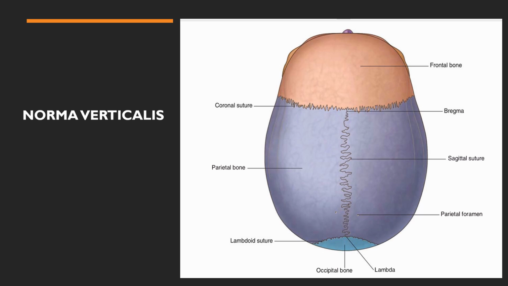At the junction between the coronal suture and the sagittal suture, we have this area which is called bregma. It's a crucial anatomical landmark, and this point is often used in neurosurgery procedures. We also have the lambda, which is here, and the lambda is the site where the sagittal suture meets the lambdoid suture. It also has clinical importance.